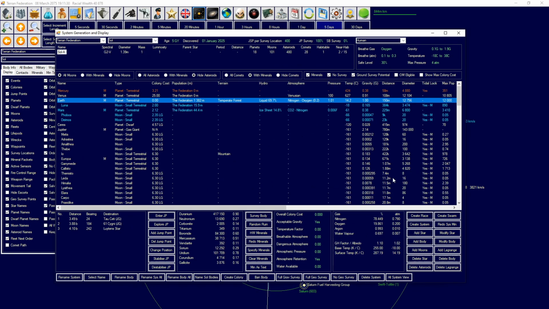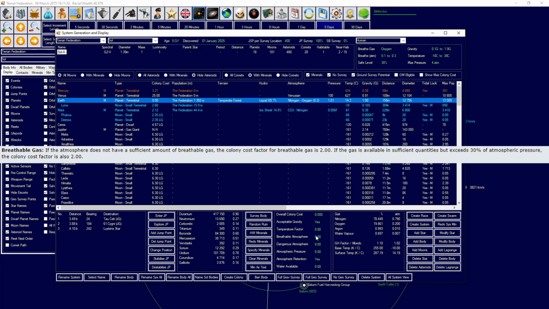The next is going to be breathable atmosphere. To be classified breathable atmosphere, it needs to have breathable gas, and the atmospheric pressure needs to be correct. So we'll go over breathable gas in just a second. Here we go. If the atmosphere does not have a sufficient amount of breathable gas, the colony cost factor for breathable gas is 2.0. If the gas is available in sufficient quantities but exceeds 30% of atmospheric pressure, the colony cost factor is also 2.0.